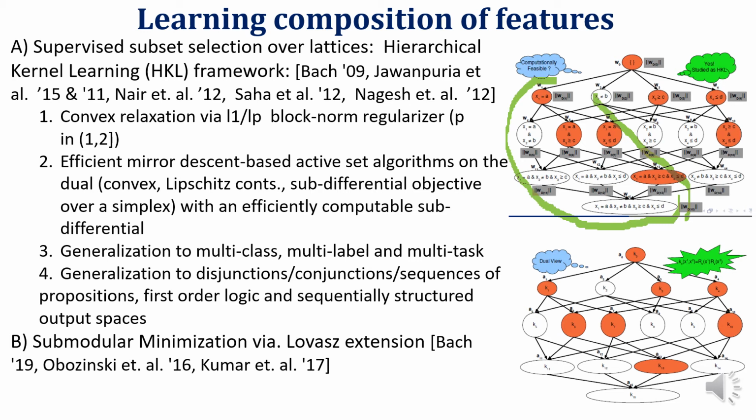So you look at convex relaxations via L1 Lp block norm regularizers with an L1 norm over individual blocks, and by block we refer to, let's say, all the descendants of a particular node. It's called the descendant norm. So if you have an L1 norm on the entire descendant block, then you get a sparse set of descendant blocks. You may additionally impose sparsity within each block to ensure that you get compact rules.